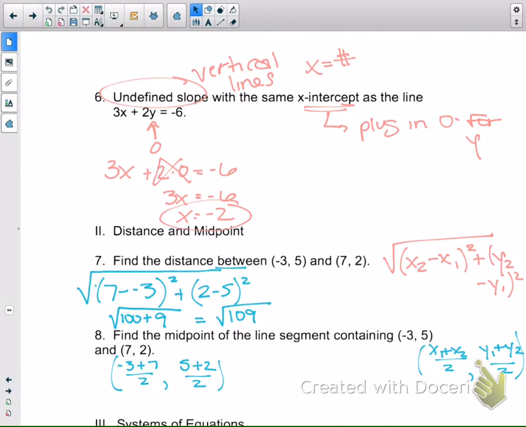Here's another case where, when you're dividing by 2, a decimal is perfectly okay, especially because a lot of times we graph these. So -3 plus 7 gives me 4. When I divide by 2, it gives me a nice even number. 5 plus 2 gives me 7 over 2. You can leave it as 7 over 2, or you can divide and give me a decimal, which is 3.5, because we graph that a little bit more than 7 over 2.